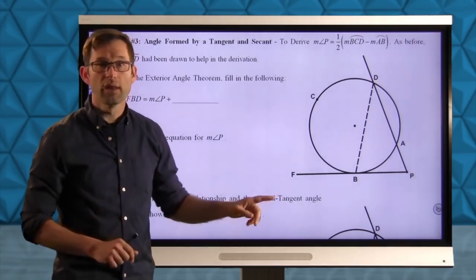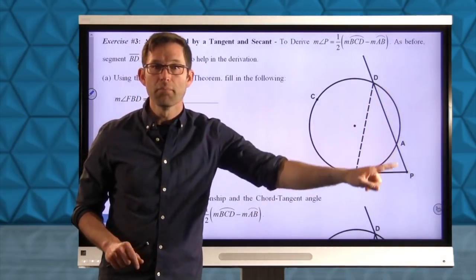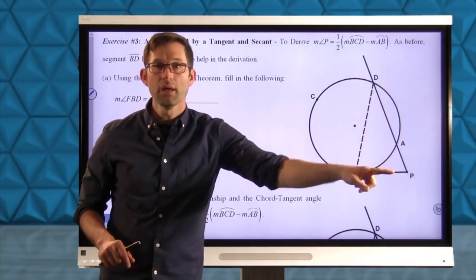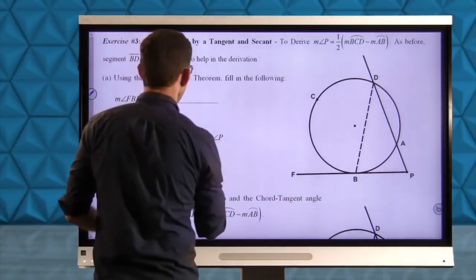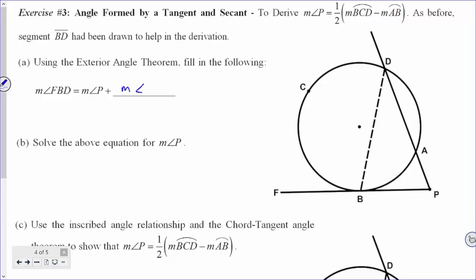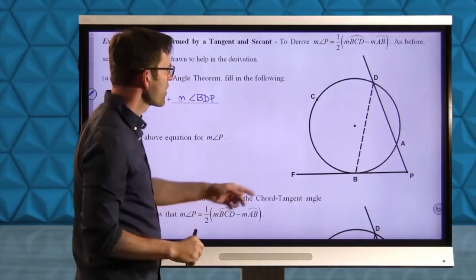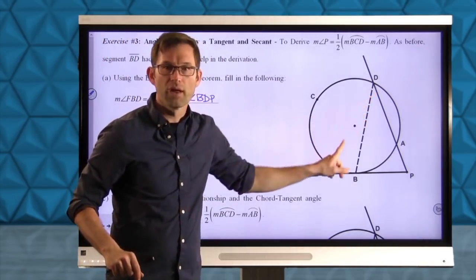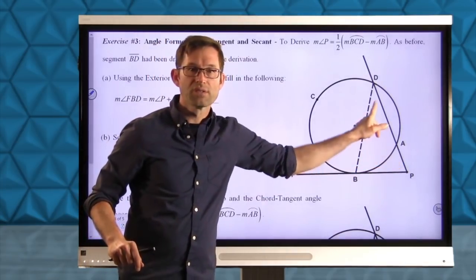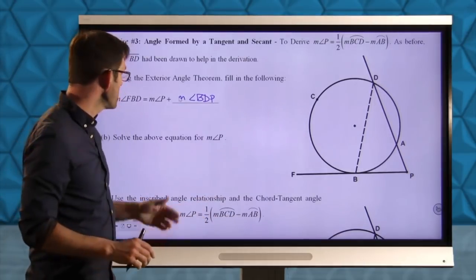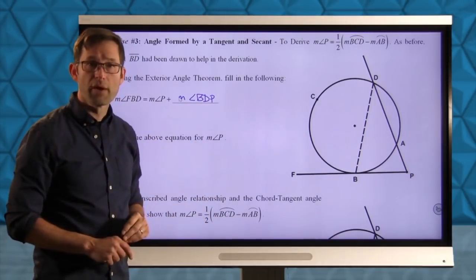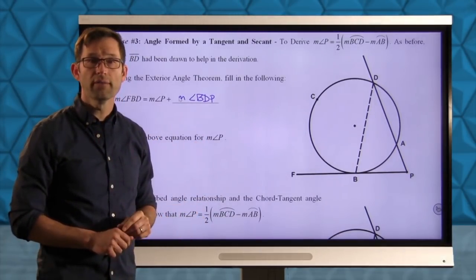Well, in this case, we need the measure of angle BDP. BDP or PDB, whichever, or you could even say the measure of angle D. But I'm going to say the measure of angle BDP. So in other words, that one right up there, right? The exterior angle is always the sum of the two remote interior angles. Now, just like before, it says, all right, go ahead and solve this for the measure of angle P. Why don't you go ahead and do that?